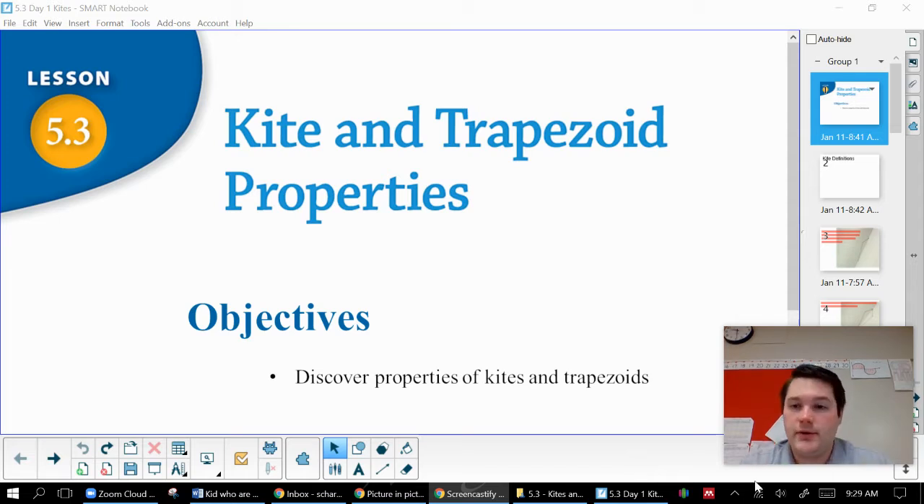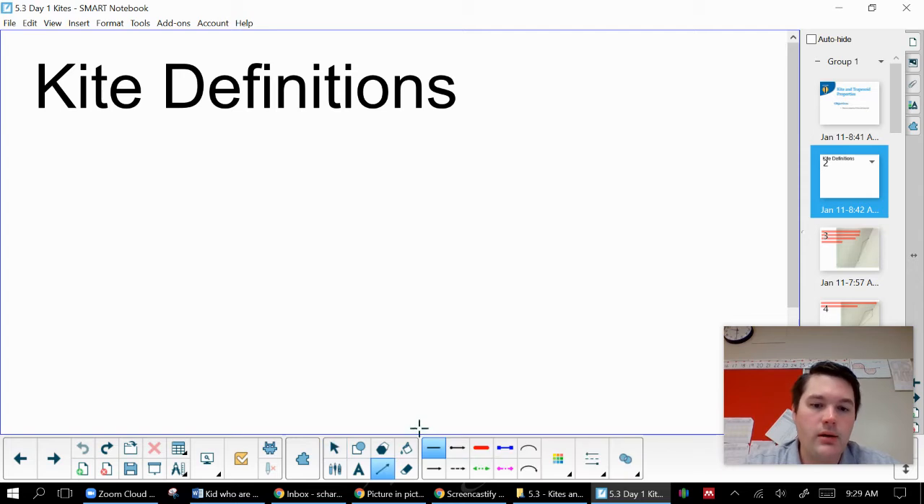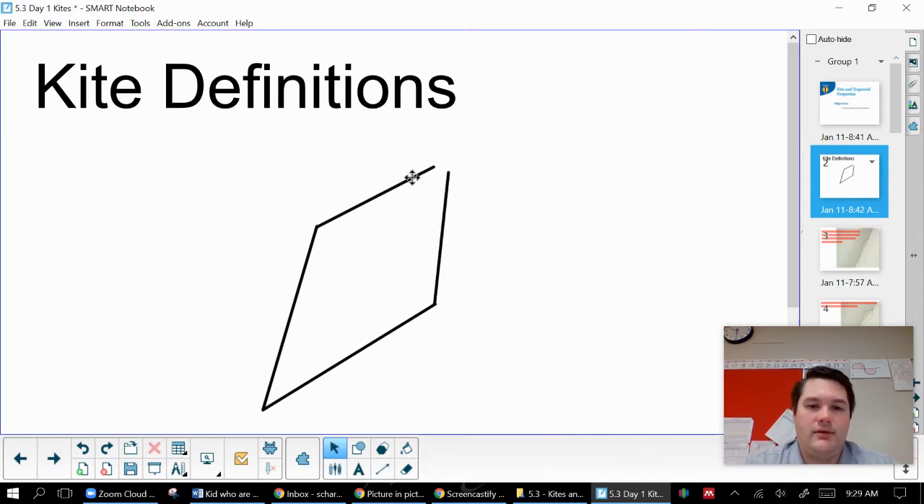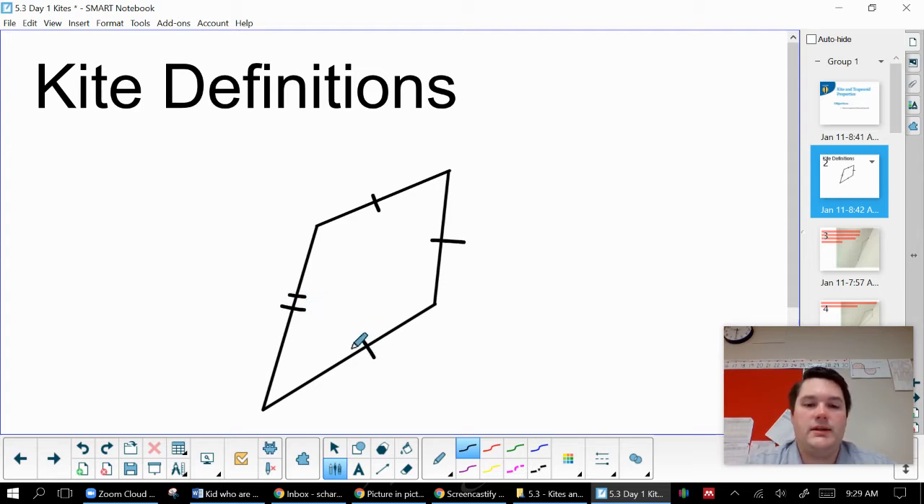So first things first here, let's just really quickly talk about, we'll do kites first, so let's talk about what a kite is. So a kite is named because it looks like what you'd typically think a kite looks like. If you've ever flown a kite, something like that, not drawing a very good one here. But the big thing with a kite is that it's got two pairs of congruent sides, and those pairs have to be what we call consecutive. And so the two here are touching and the two here are touching.